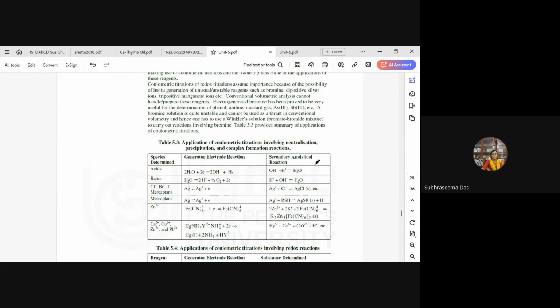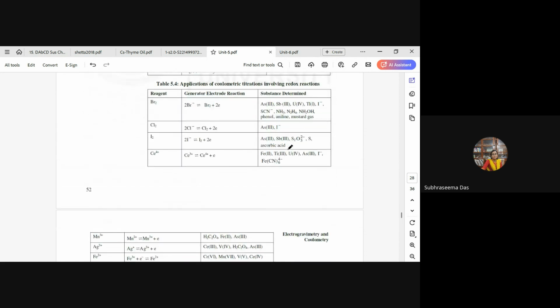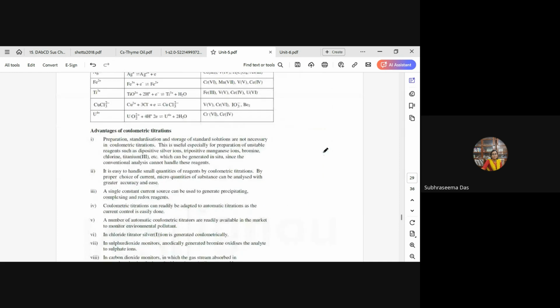Coulometric titrations of these redox reactions are important because of the possibility of in situ generation of unstable reagents. The conventional volumetric analysis cannot prepare these reagents. So these electrochemically generated reagents cannot be used in conventional volumetry. Here in table 5.4, there are the applications of the coulometric titrations that involve redox reactions.